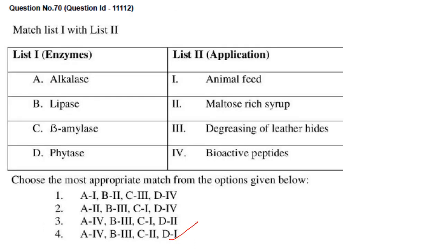The next one. Alkylase is a bioactive peptide. Lipase is for degreasing of leather hides. Beta amylase is for maltose rich syrup. And phytase is for animal feed. So A4, B3, C2 and D1. Answer is option 4.